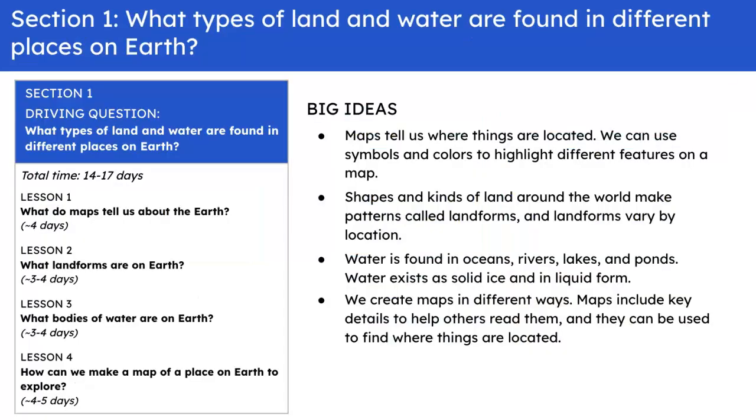Through the storyline in Section 1, students gain an understanding of these standards-based big ideas. Maps tell us where things are located. We can use symbols and colors to highlight different features on a map. Shapes and kinds of land around the world make patterns called landforms, and landforms vary by location. Water is found in oceans, rivers, lakes, and ponds. Water exists as solid ice and in liquid form. And we create maps in different ways. Maps include key details to help others read them, and they can be used to find where things are located. Section 1 should take about 14 to 17 days to complete.